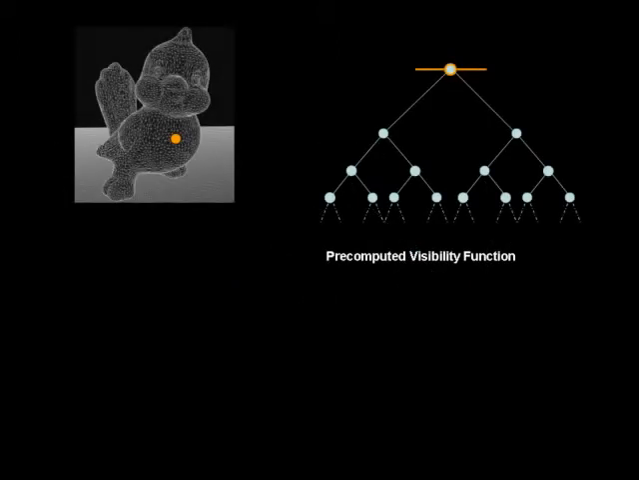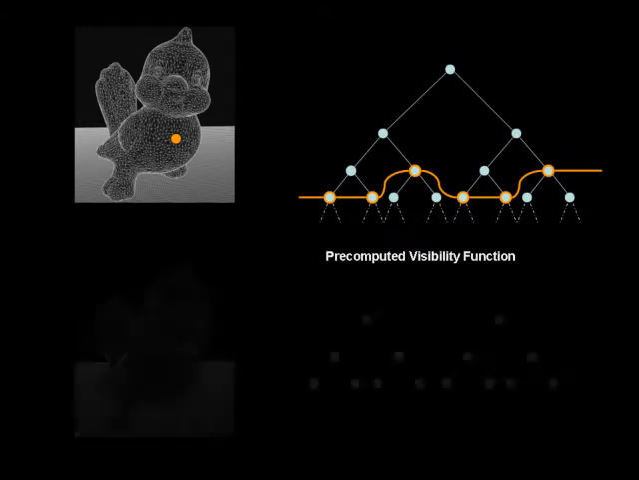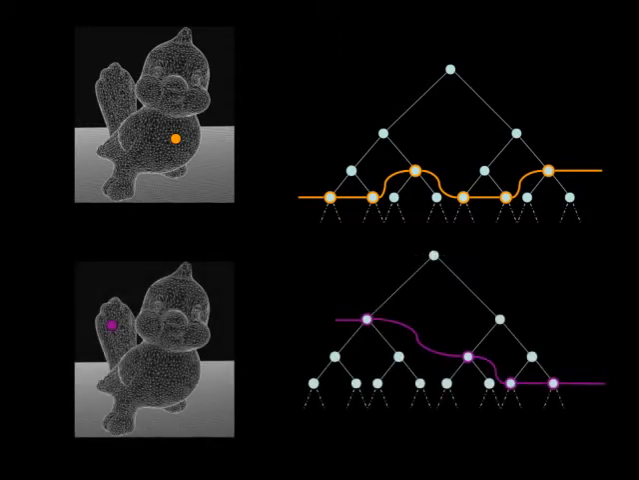Using this tree structure, we pre-compute and approximate each scene vertex visibility function into clusters that we call pre-computed visibility cuts. These cuts are computed with bounded approximated error using an iterative refinement algorithm. We repeat the same computation for every scene vertex.